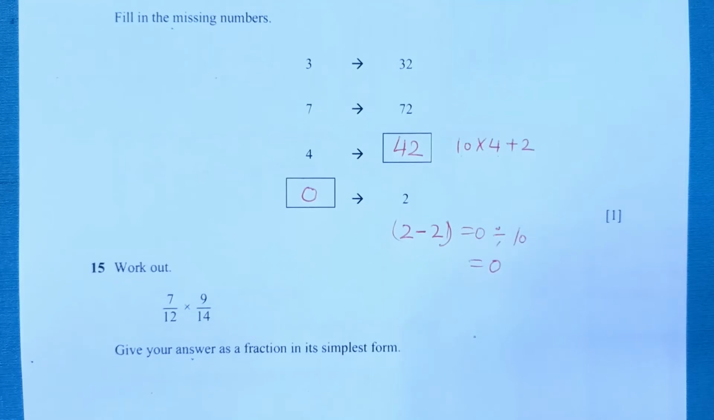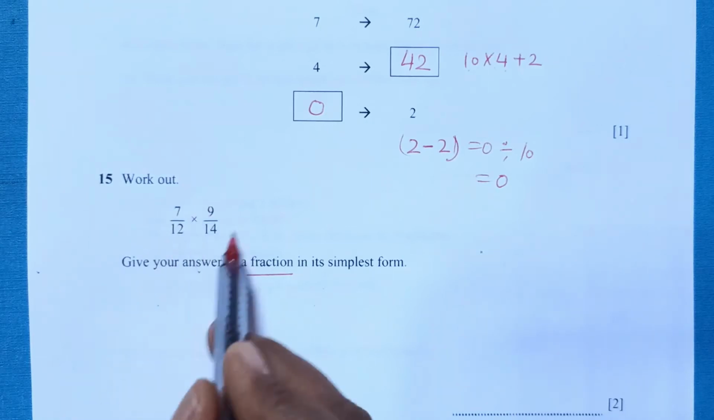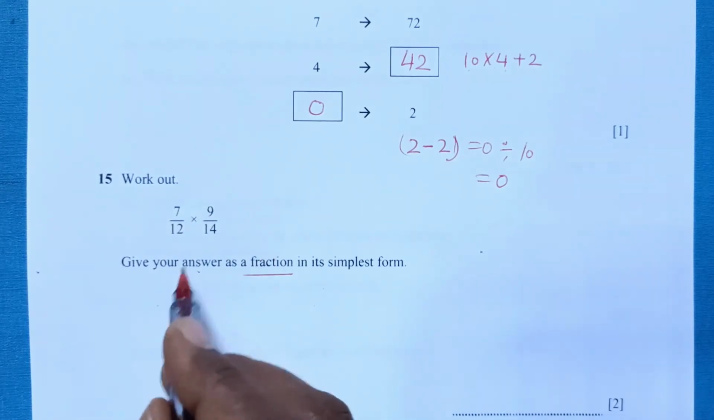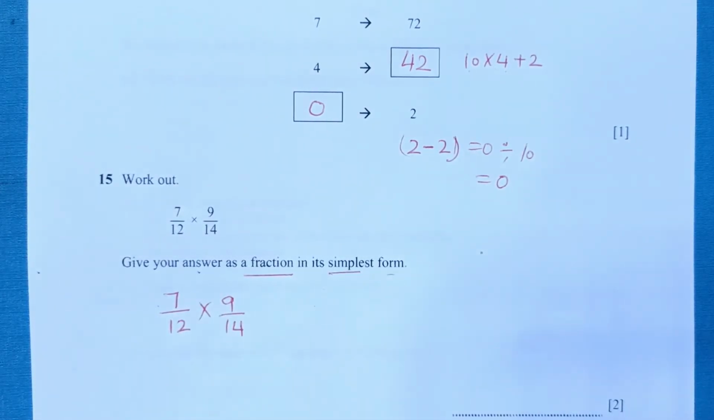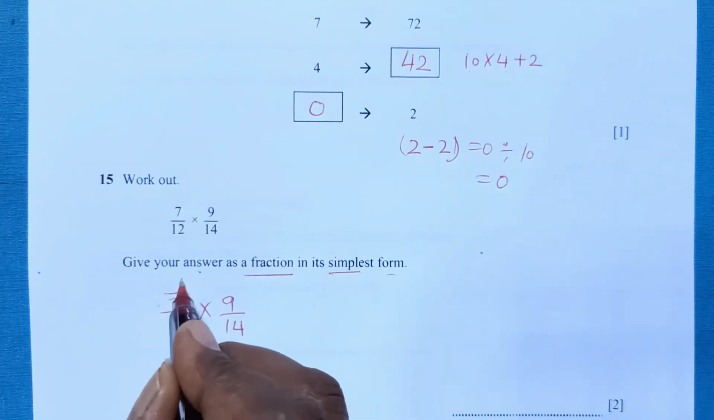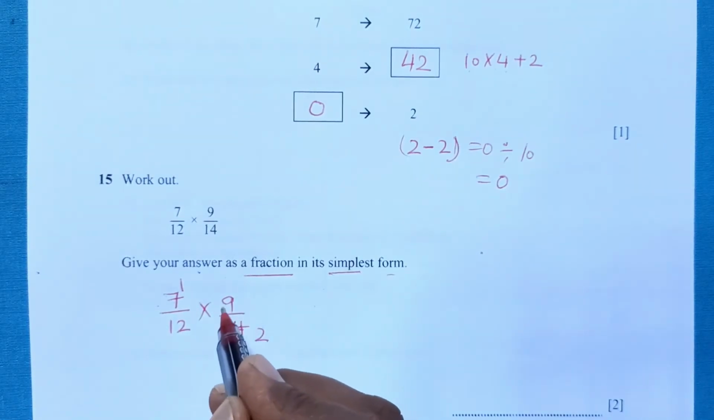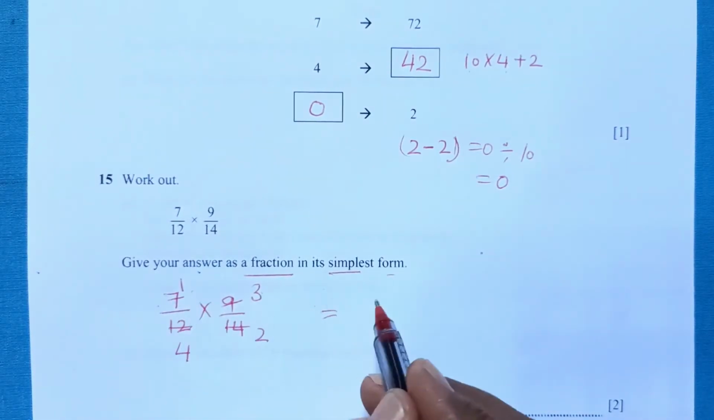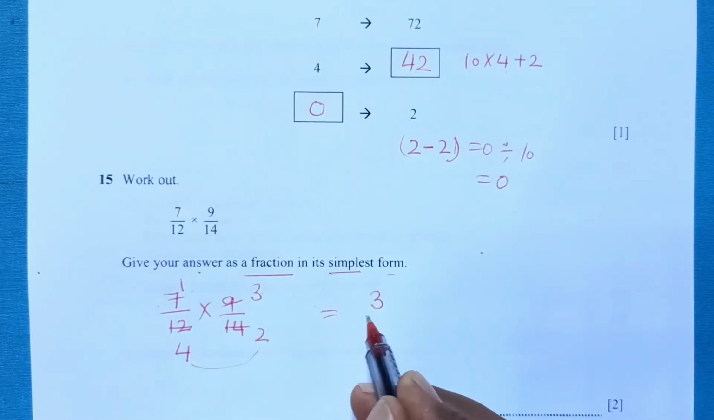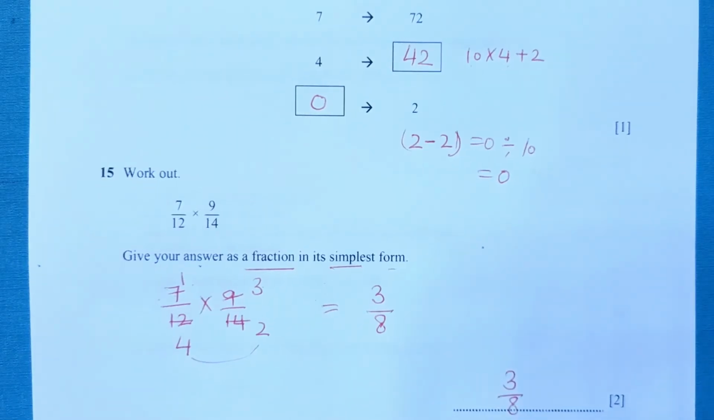Number 15. Give your answer as a fraction. There are two fractions here. 7 over 12 times 9 over 14. We need to write down the answer in the simplest form. So let's see, we can simplify. 7 and 14 can be simplified, dividing by 7 leaves 1 and 2. Then numerator and denominator 9 and 12 are both divisible by 3. 3 times 3 is 9, 3 times 4 is 12. So we are left with 1 times 3, it is 3, and then 4 times 2, that is 8. So our final answer will be 3 over 8.